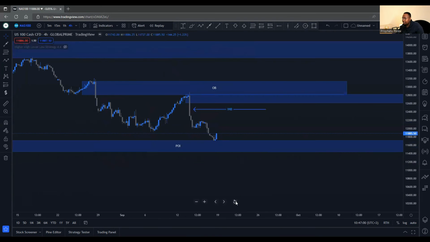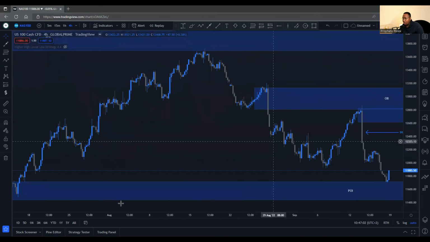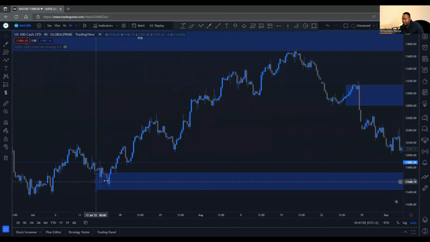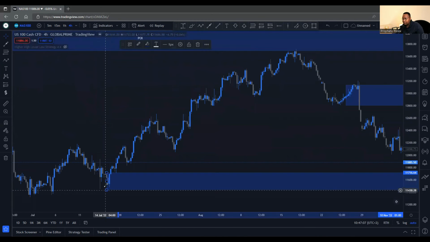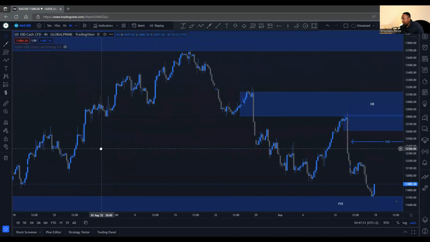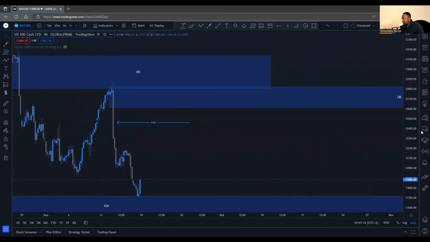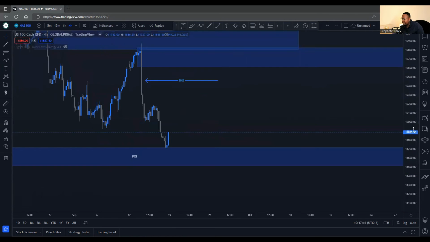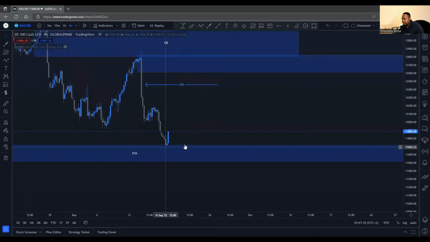We can also go to the 4-hour to get a little bit more information on that reaction. And as you can see, we can refine this actual POI, and we can see where the market is actually responding to it. As you can see, we are responding to that with a morning star.